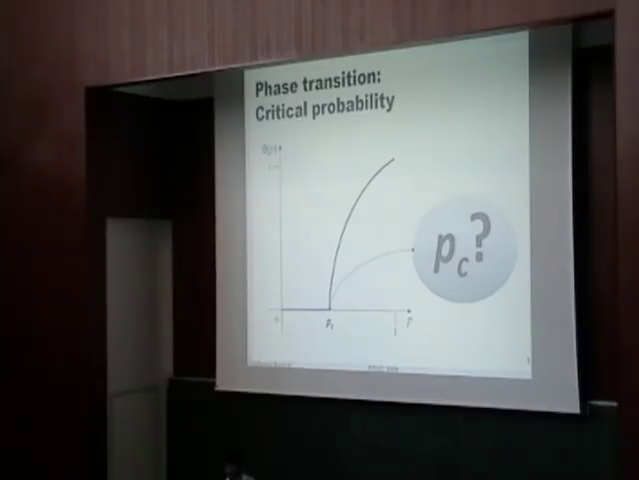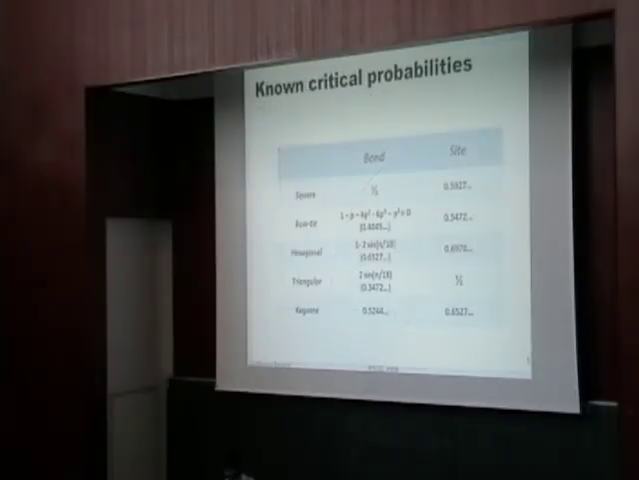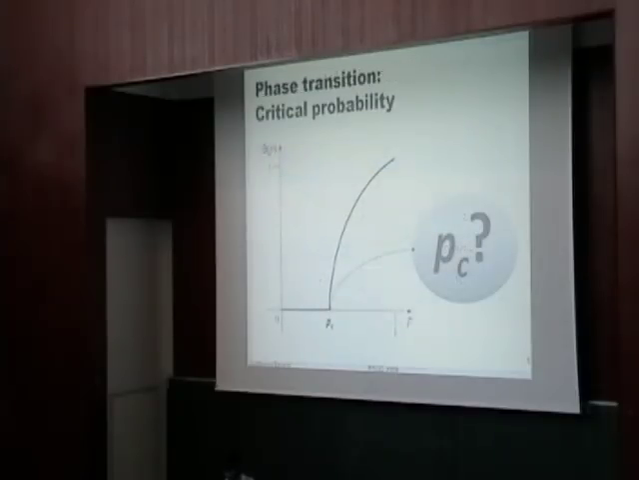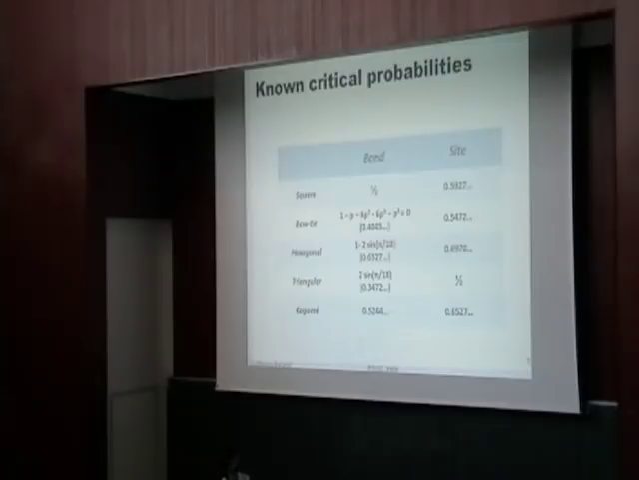So the simulation becomes very useful for that. This is just a table of the critical probabilities. For example, the simplest model I've shown previously, which is the square bond percolation model, is 0.5.